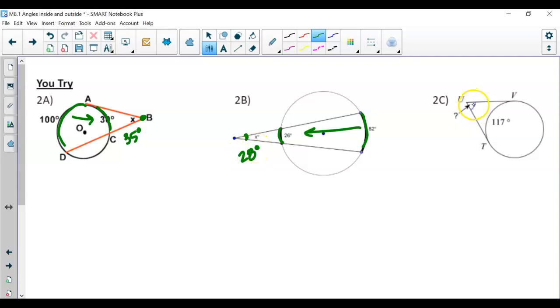Now here, this angle that is created by two tangents, you are given the minor arc of 117, but you're missing the major arc. So you do need to first subtract from 360. So the major arc is 243 degrees. Now subtract these two arcs, divide by 2 to get 63 degrees.